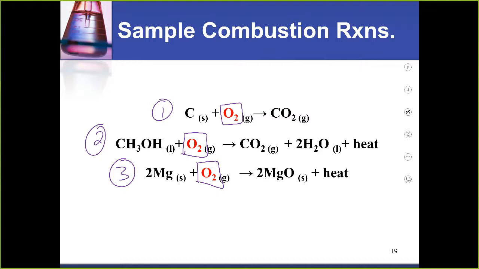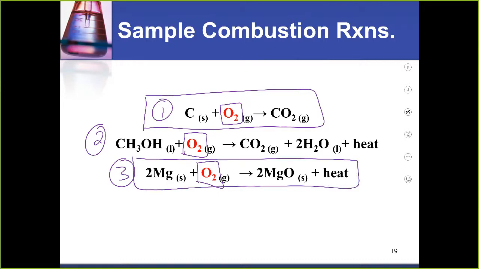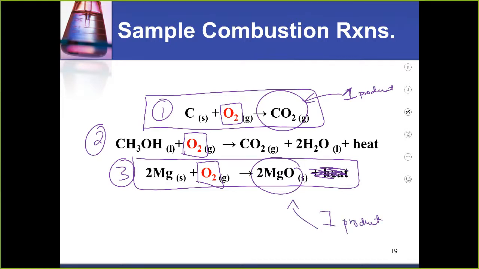All right, so you've got one, two, three reactions, but I want you to pay attention. These are all combustion, right? But I want you to pay attention to one and three here. Heat is not really a product. Over here, I have CO2. That's the only product that has formed. One product. And magnesium oxide is also one product. So the type of reaction that gives us one product is synthesis.